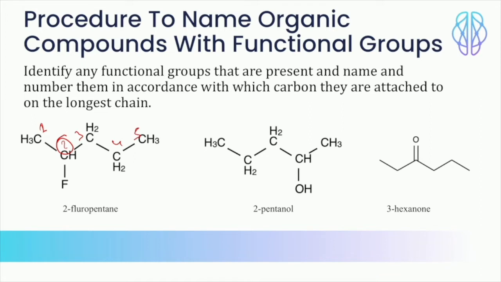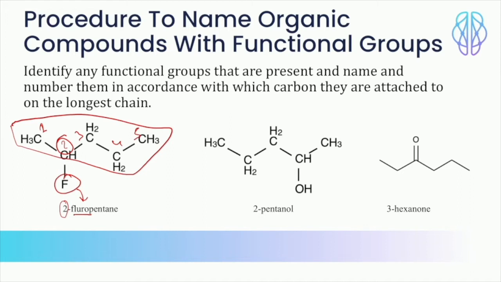Now we're going to combine everything together. So we know it's on carbon number 2, and if you recall from the first slide, I said commas between numbers and numbers, dashes between numbers and letters or numbers and words. That's a really important thing to remember. So 2 is where the functional group is, the dash, because it's a number and a word, the fluoro indicates the functional group, and this is a pentane. And that's basically how we number it.